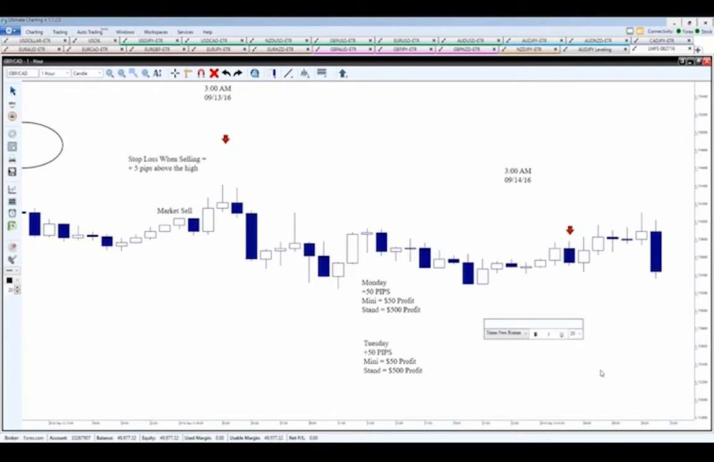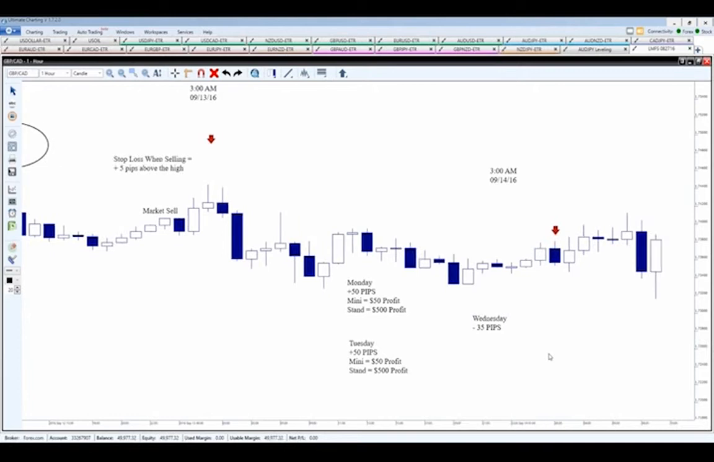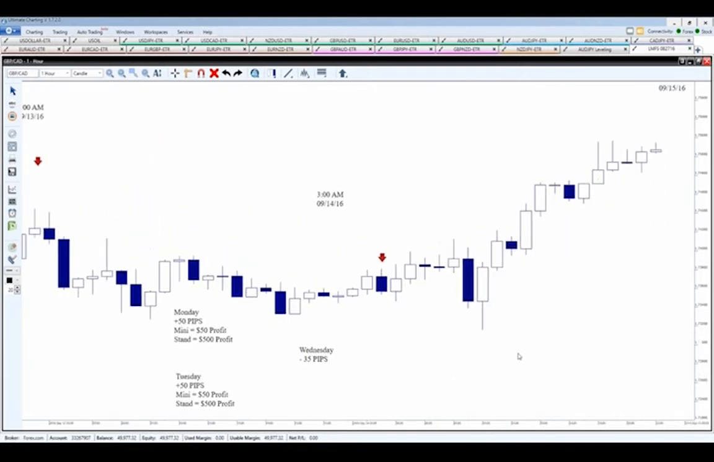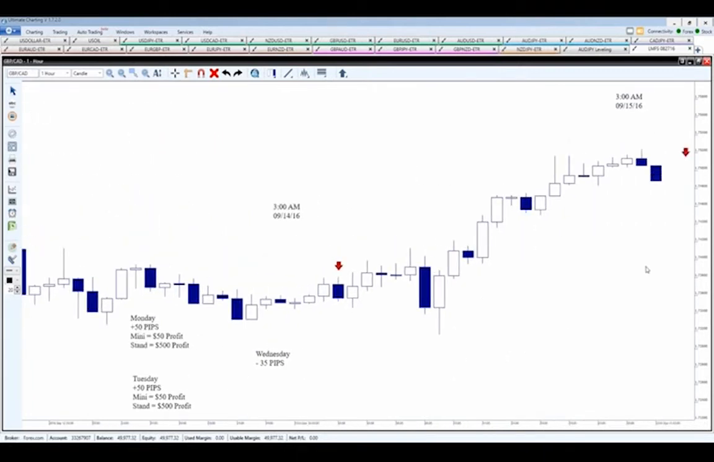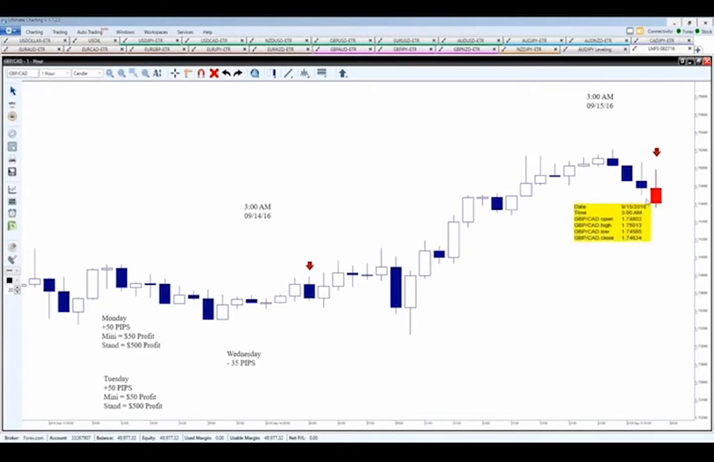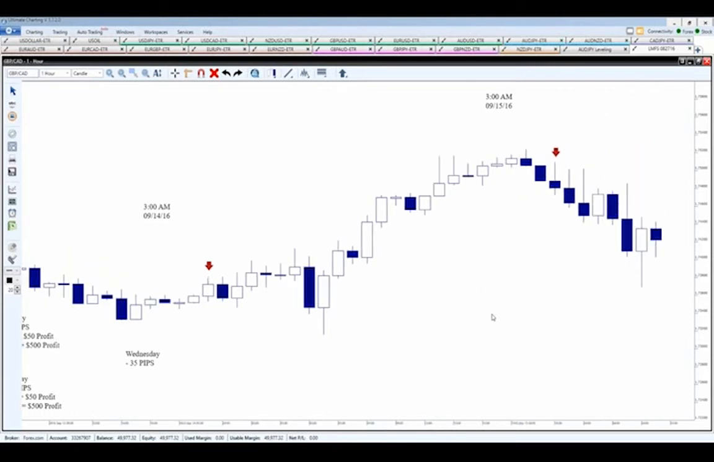So on Wednesday, we lost, we'll say 35 pips, make it easy. We lost 35 pips. Still very profitable for the week. 50 plus 50 minus 35, so we're up about 65 pips for the week off of 3 trades. And then, bam, here's our next 3 a.m. candle on Thursday. Let's see what happens here.